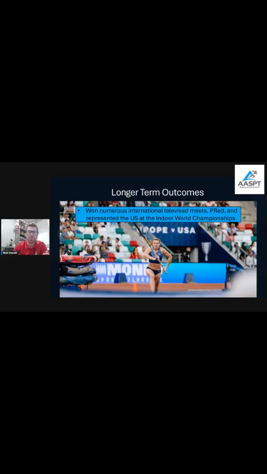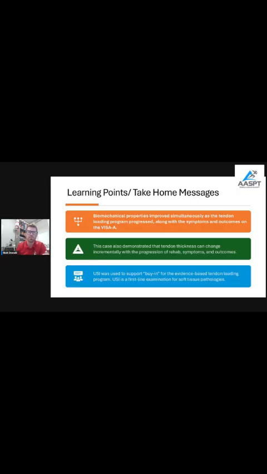So great long-term outcomes. For her, some of the learning points and takeaways from this case is biomechanical properties improved simultaneously with the tendon loading program. So we saw improvements with her symptoms, both verbally and what she was able to tolerate with training, and her VISA-A improved. It demonstrates that tendon thickness does and can change with the incremental and intentional loading program.